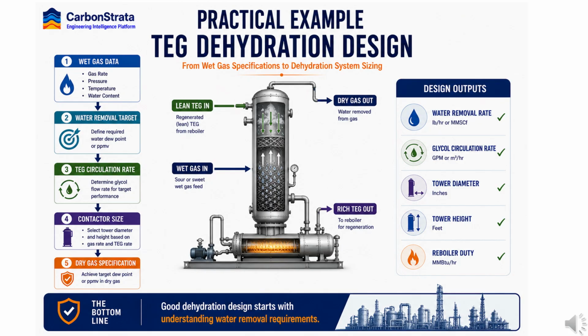Let us consider a simplified dehydration design example. The design process begins with gas flow rate, operating pressure, temperature, and inlet water content. The engineer first determines the amount of water that must be removed to meet the required gas specification. Next, the glycol circulation rate is estimated based on the desired dehydration performance. The contactor tower and regeneration equipment are then sized to handle the expected operating conditions. Although detailed design is often performed using specialized software, the engineering workflow remains the same. The objective is to reliably achieve the target gas quality while minimizing cost and operational complexity.